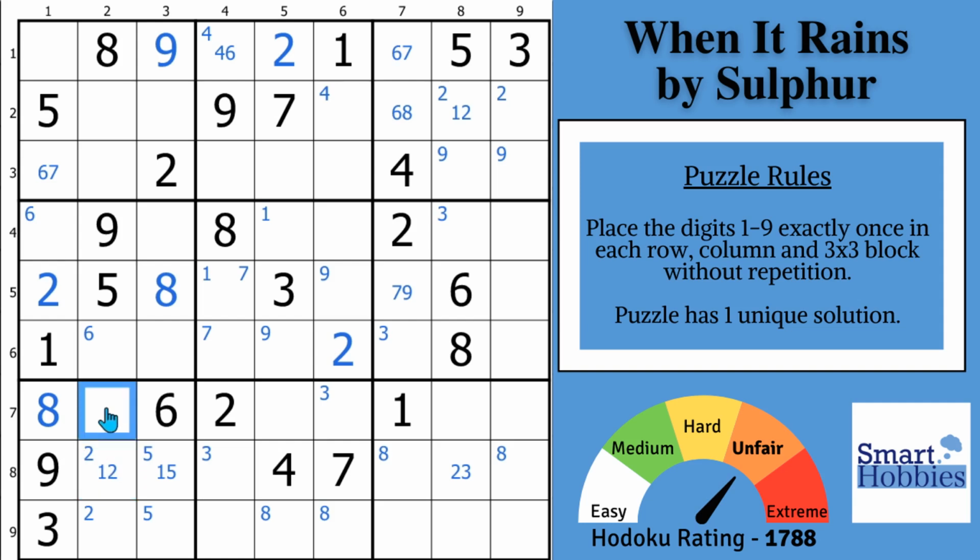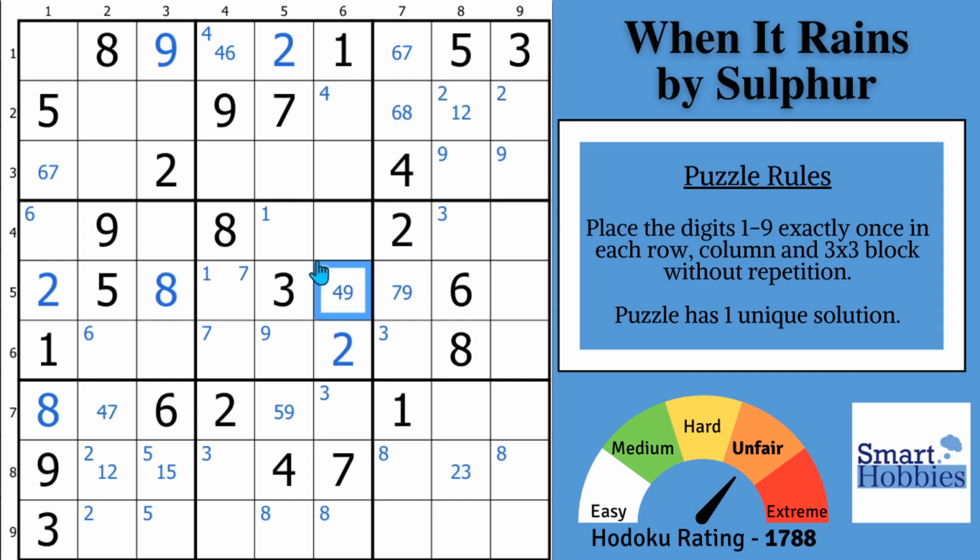Right here, that's going to be a 4 or a 7. And in this cell, you can probably see the 1, 2, 3, 4, 6, 7, 8. So that's going to be a 5 or a 9. One last cell here. That's going to be a BVC. You got a 1, 2, 3, 5, 6, 7, 8. So that's going to be a 4 or a 9. These are all the BVC cells you can find at this point in the puzzle.